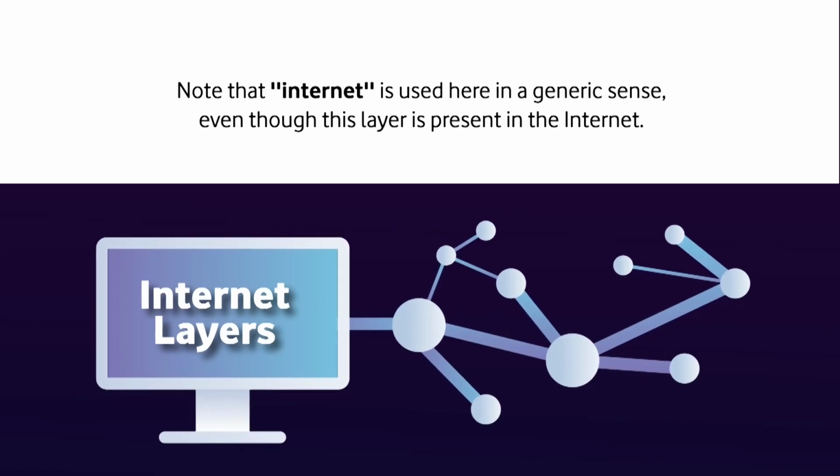So, note that internet is used here in a generic sense, even though this layer is present in the internet. The internet layer defines an official packet format and protocol called IP, that is Internet Protocol. The job of the internet layer is to deliver IP packets where they are supposed to go. Packet routing is clearly the major issue here, as is avoiding congestion. For these reasons, it is reasonable to say that the TCP/IP internet layer is similar in functionality to the OSI network layer. So, it can be treated as the network layer in the OSI model.